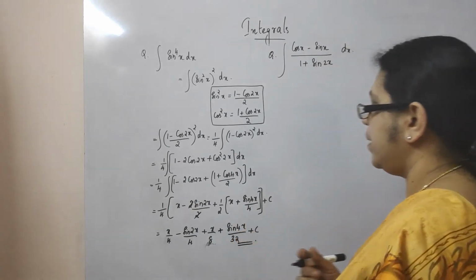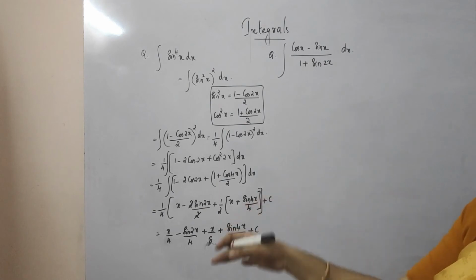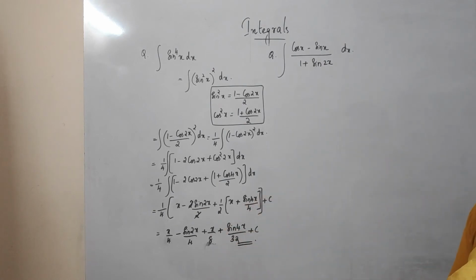So this is going to be the integral value. If you want, you can take that 1 by 32 common outside and you can simplify this. Otherwise, this is also fine. Am I clear?